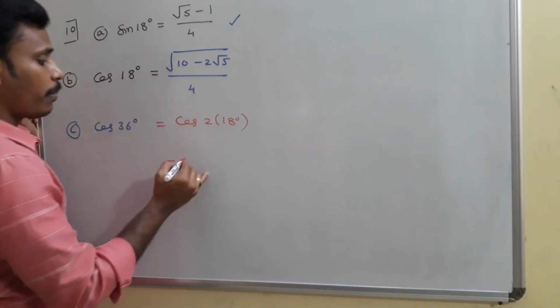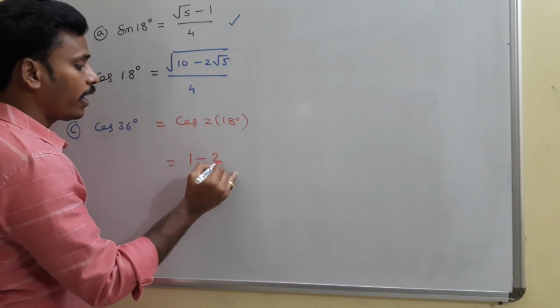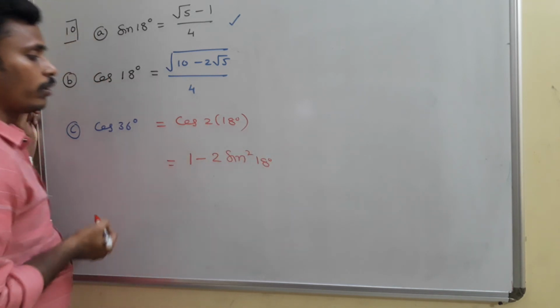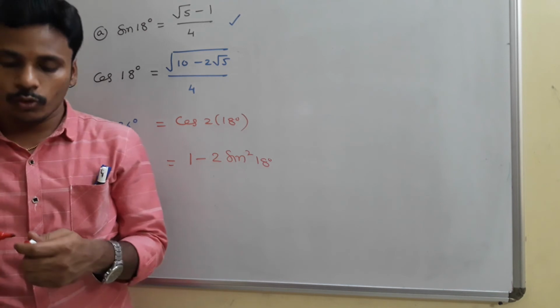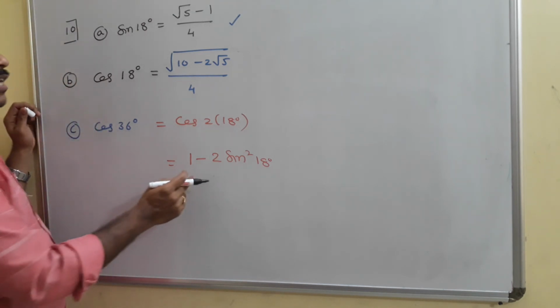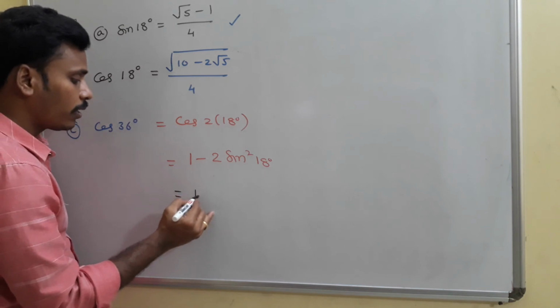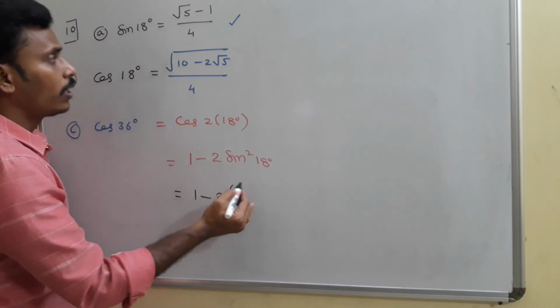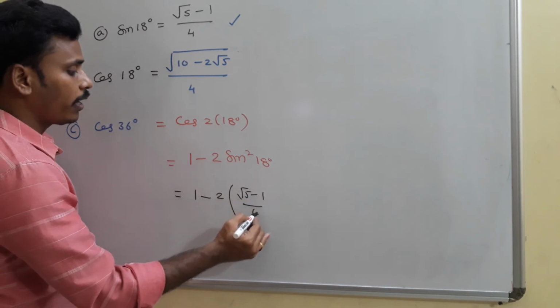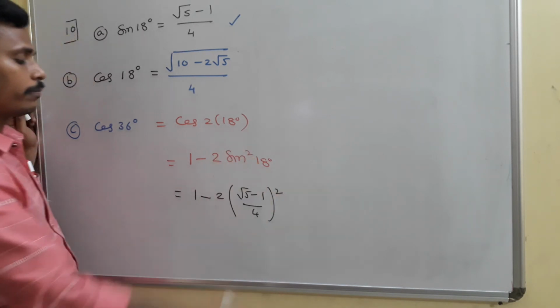2 cos square theta minus 1. I will use 1 minus 2 sin square theta. Just look there. Cos 2 theta is 1 minus 2 sin square theta. So I am utilizing here cos 2 into 18 degrees as 1 minus 2 sin square 18. That equals 1 minus 2 into sin square 18, which is again the same thing as we discussed, root 5 minus 1 by 4 whole square.